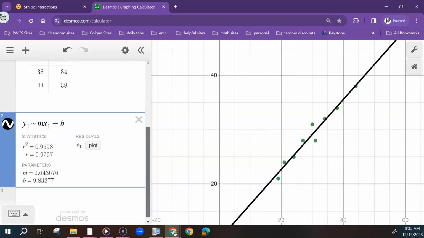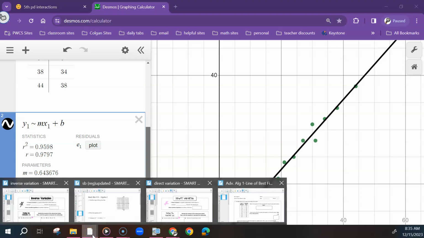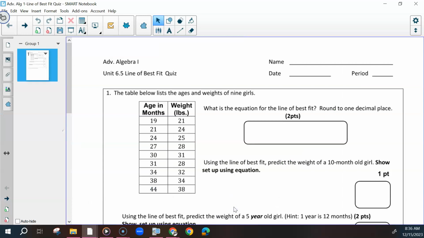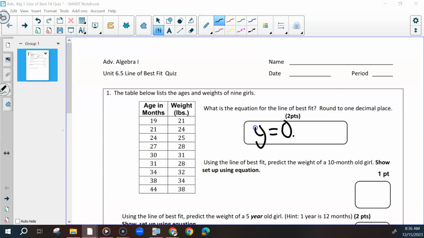So for the first part, you had to find your line of best fit, round to one decimal place, which should have been y equals 0.6x plus 9.8. If you put more than the one decimal place, you got points taken off, but I only took off half of the total unless your numbers were completely wrong. So 2 points for that one.